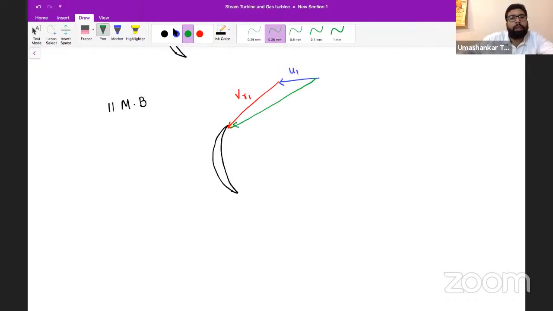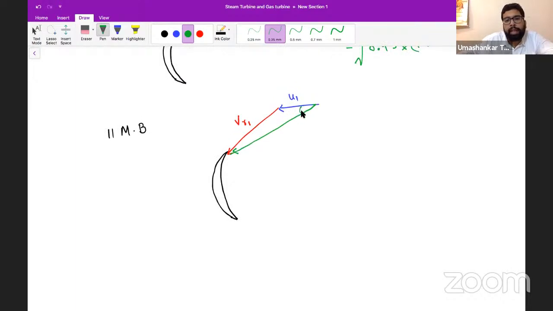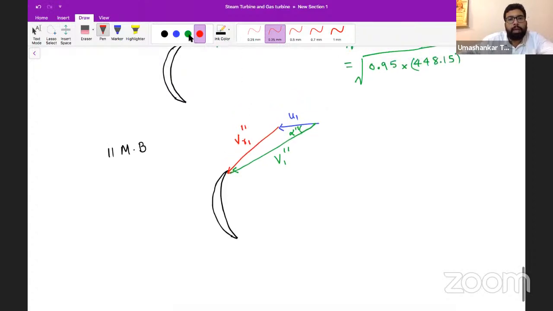Now be careful, my friends. Be very, very careful here. Why? Because this angle, this alpha double dash, and I am using the subscript double dash for the second stage of the moving turbine. So let us call this also double dash, because we are doing it for the second stage of the turbine.